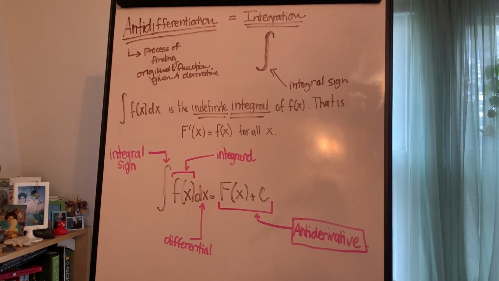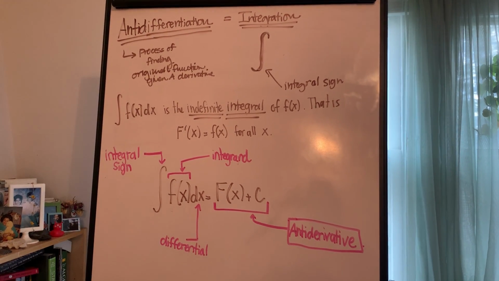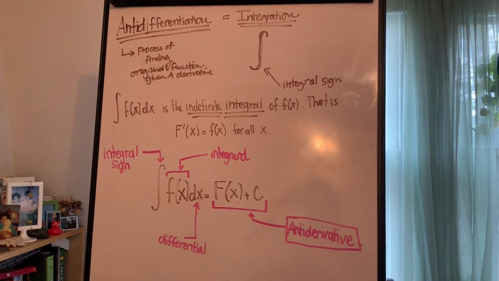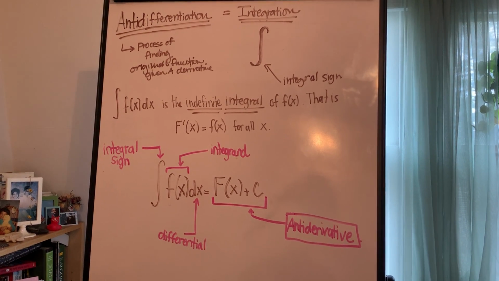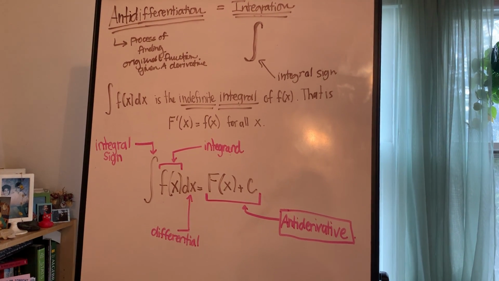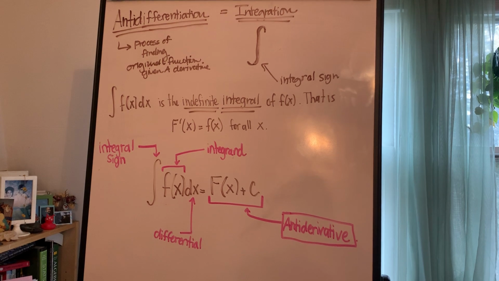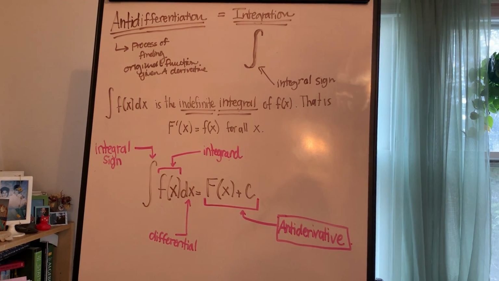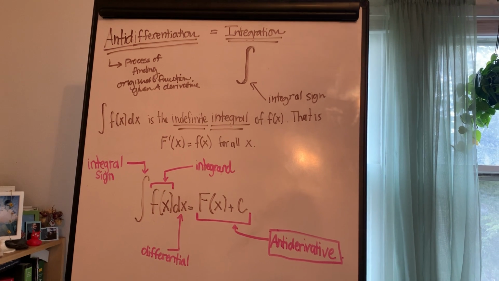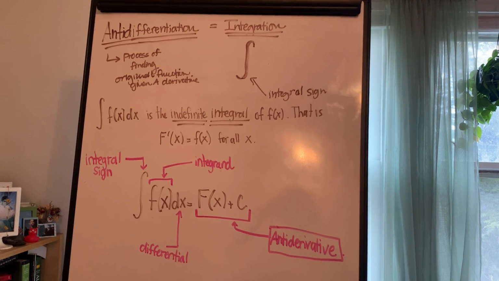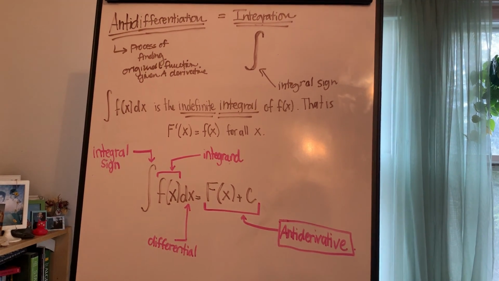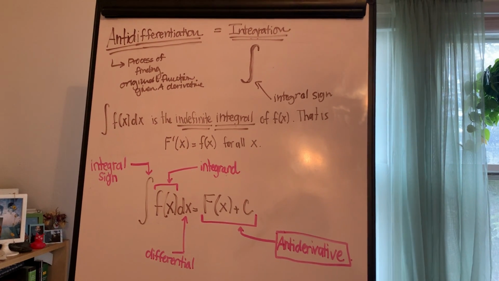Okay, so now I have my little setup here where I have my integral sign, my integrand, which is basically the inside of the integral, the differential, which is that dx there, and that is equal to my antiderivative. Again, that antiderivative basically is saying that if I take the derivative of that antiderivative, I should get that function that I started with, okay?